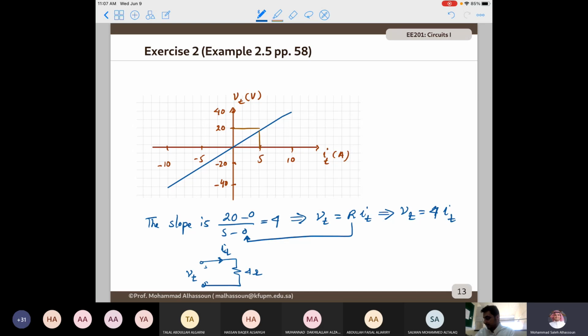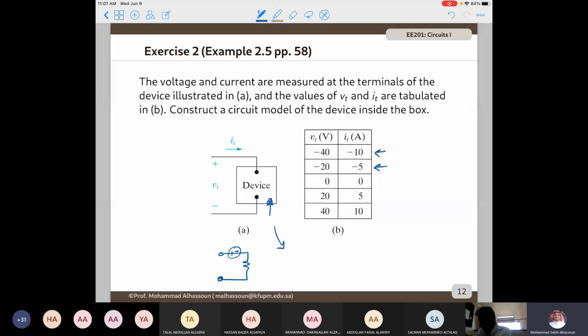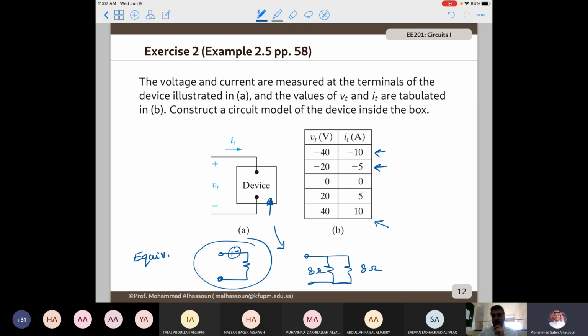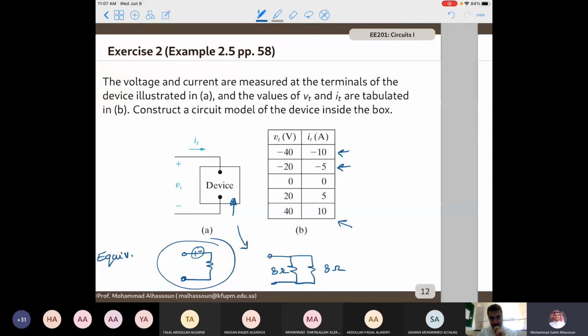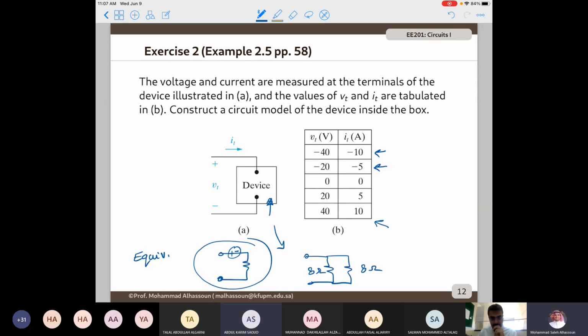As an example, if the actual circuit is 8 ohm in parallel with 8 ohm, you should get exactly the same response. So there are infinite possibilities for this circuit, but this configuration is the equivalent. Is it clear? Yes. Okay, very good.